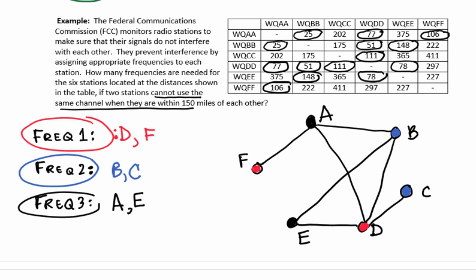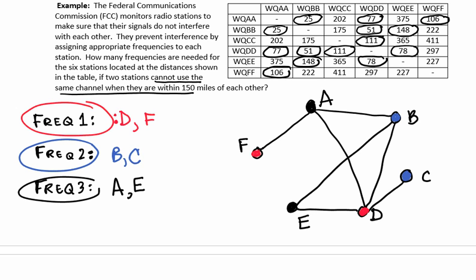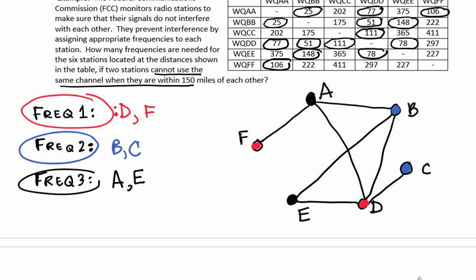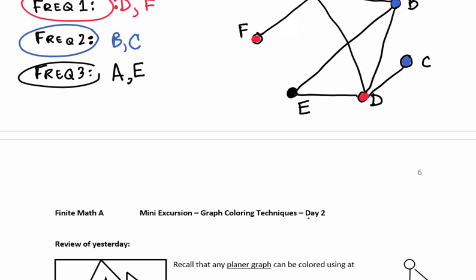Okay. So on your homework tonight, you're going to have a problem kind of like this. Only it's going to be about fish, that if they're in the same tank, they will eat each other. So you need to make sure that fish that will eat each other are not in the same tank with each other. Therefore, they're not in the same color of tank.